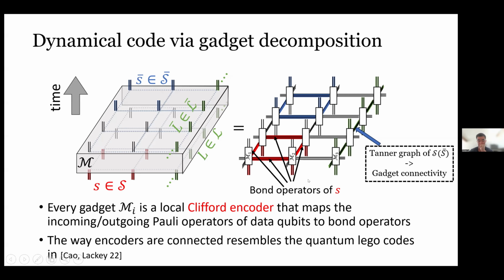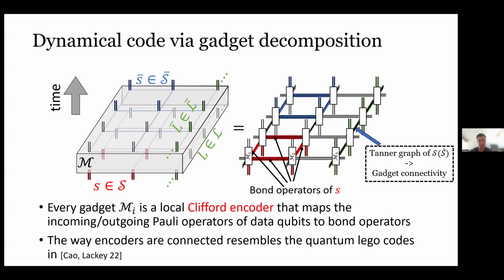Okay, so the key observation we had on this picture is that if you zoom in locally, you see that this gadget is actually a local encoder. What we mean is that it encodes Pauli operators on the incoming and outgoing legs to a set of bond operators on the internal legs that connect these gadgets.